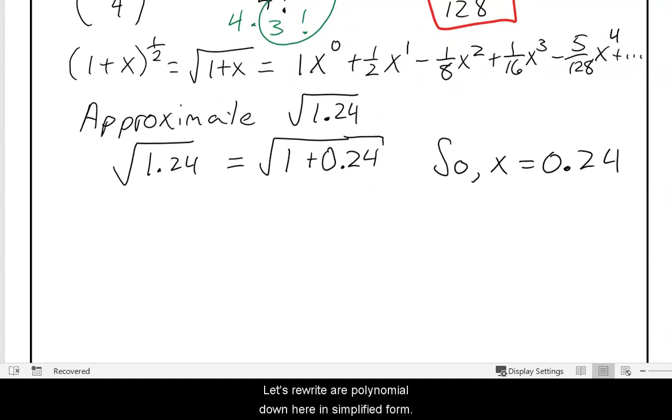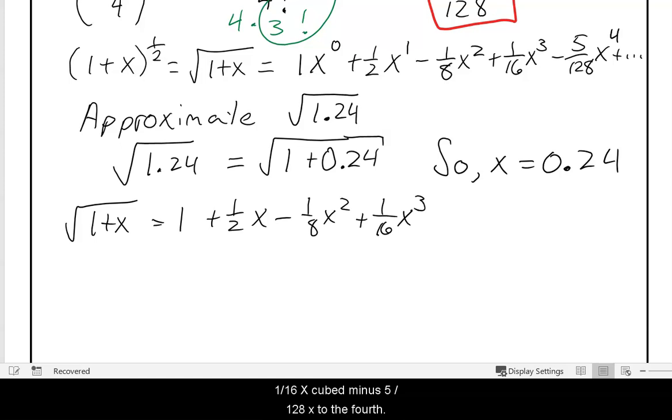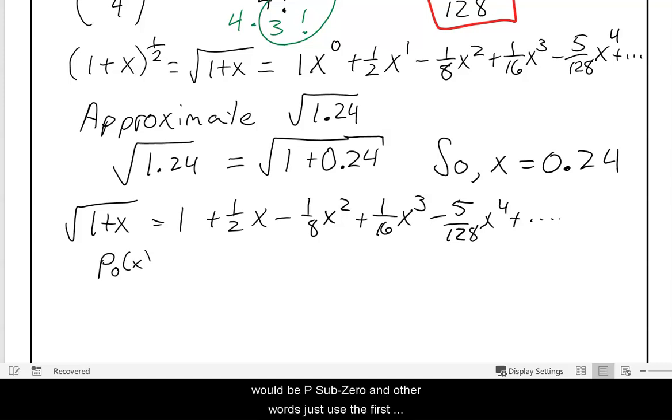Let's rewrite our polynomial down here in simplified form. The square root of 1 plus x is 1 plus 1/2 x minus 1/8 x squared plus 1/16 x cubed minus 5 over 128 x to the fourth plus ... It's possible I'll need more terms, but I won't know till I get started. The first thing I'm going to do is look at what would be p sub 0. In other words, just use the first term. That's a 1. What would p1 be?